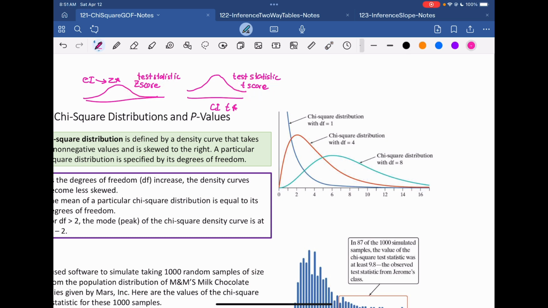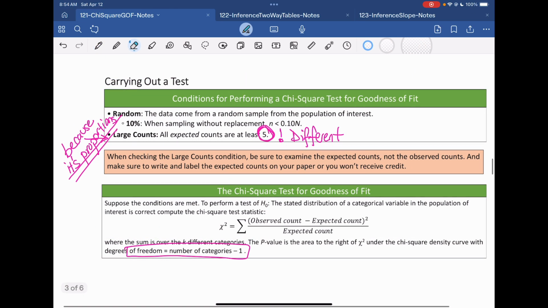So in the chi-square, this is the test statistic. All right, so the conditions are similar. Not exactly the same for the large counts, but we'll talk about that in just a couple of seconds. But the random condition is definitely the same. 10% is the same. Large counts, notice it says large counts and not normal/large sample, because this is technically a proportion problem, but a multiple proportions problem. So that's why it has the conditions related to the proportions type of questions.